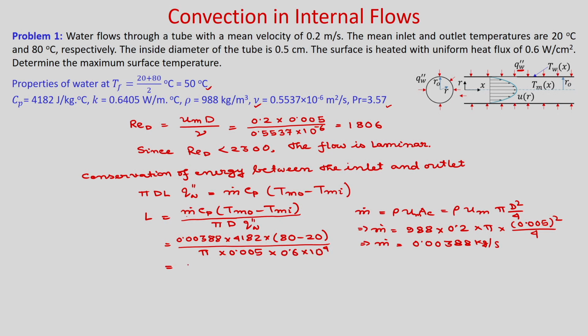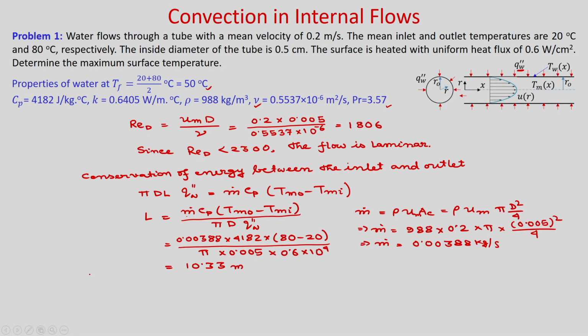Okay. So, length of the pipe is 10.33 meter. So, this length we have calculated. Now, let us calculate the entrance length. For laminar flow in a tube, the hydrodynamic and thermal lengths are given by LH by d, the hydrodynamic entrance length, is Ch into Reynolds number d. And for thermal developing length, it is Ct, Prandtl number into Red.